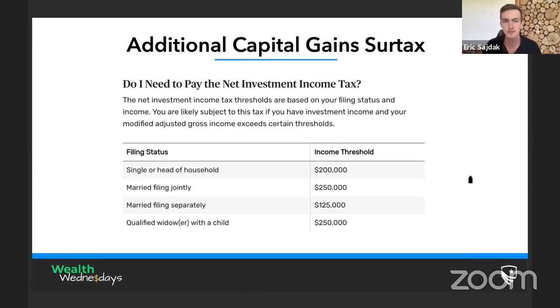And it's created because of something called the net investment income tax. So basically, a few years ago, to help fund Obamacare, they made a surtax where, for a single filer, if your income threshold is over $200,000, or for married filing jointly, if your income threshold is over $250,000, there's an additional 3.8% tax on long-term capital gains.